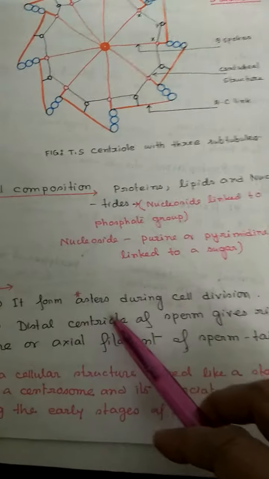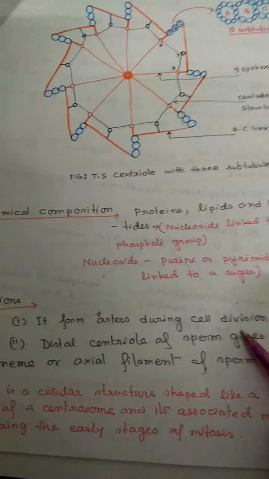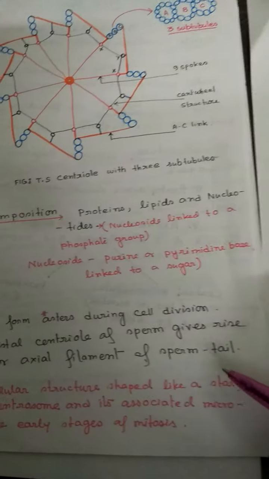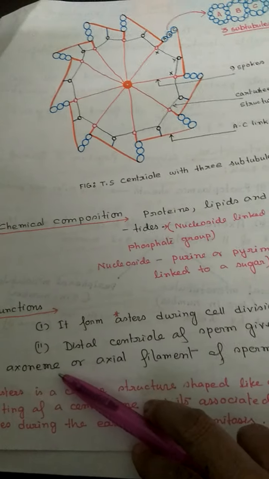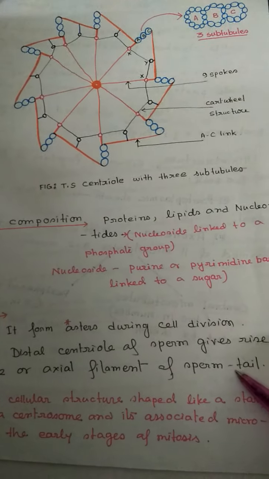Now what is the function of this centriole? It forms the aster, meaning the star shape, during cell division, and the distal centriole of the sperm gives rise to the axoneme, or the axial filament of the sperm tail.